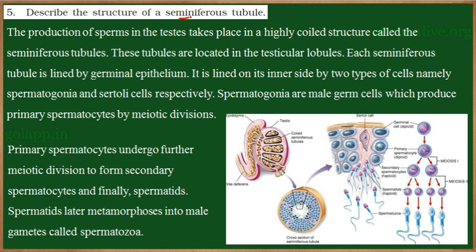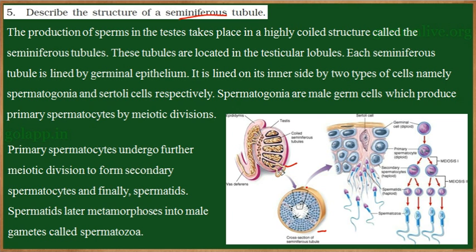Describe the structure of seminiferous tubules. Now students, the seminiferous tubules are present in the testes. So here we can see a highly coiled structure. Now these tubes are called the seminiferous tubules. When we take a cross section of seminiferous tubules, it appears like this.